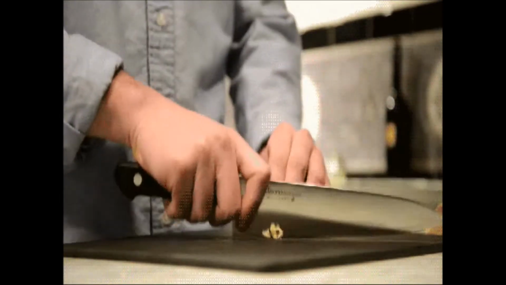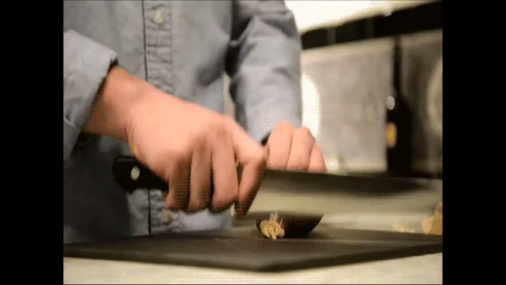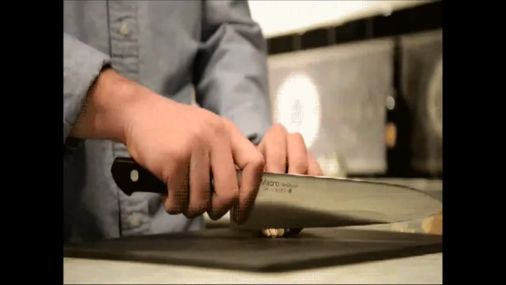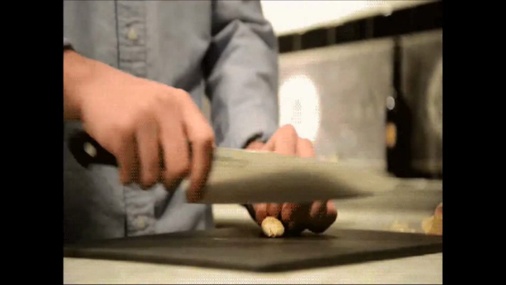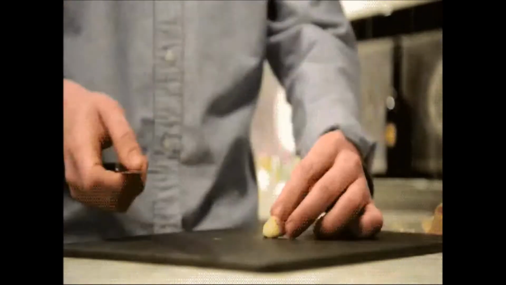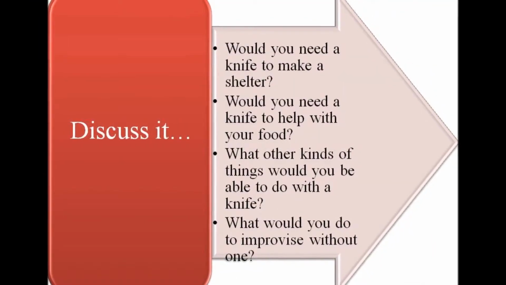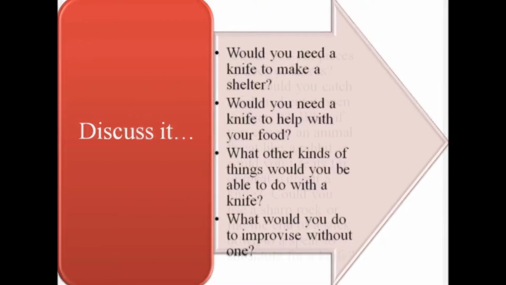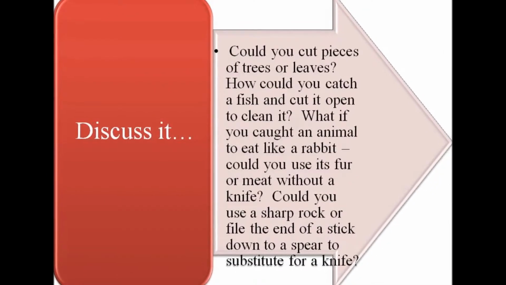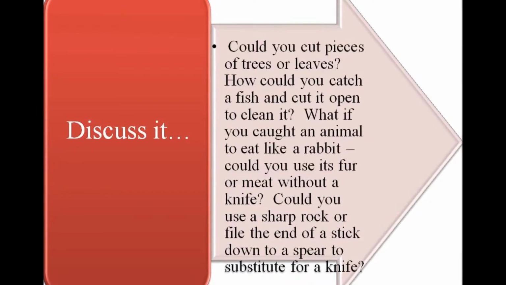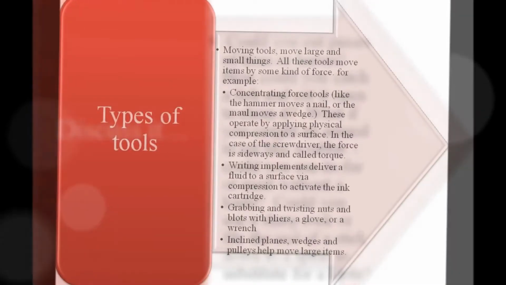What would you do to improve or improvise without one? Could you cut pieces of trees or leaves? How could you catch a fish and cut it open to clean it? What if you caught an animal to eat like a rabbit? Could you use its fur or meat without a knife? Could you use a sharp rock or file the end of a stick down to a spear to substitute for a knife?